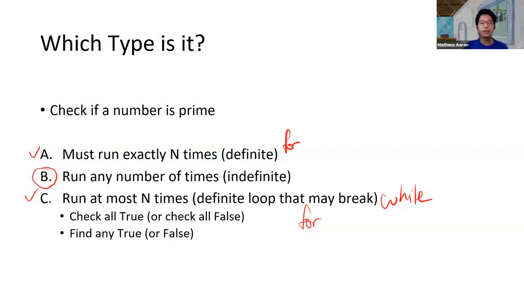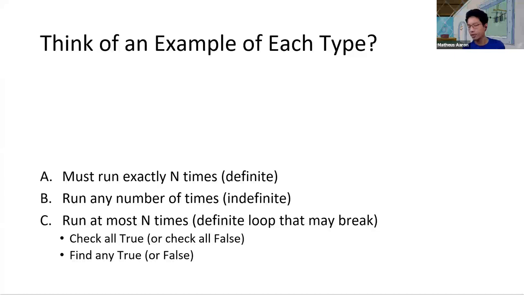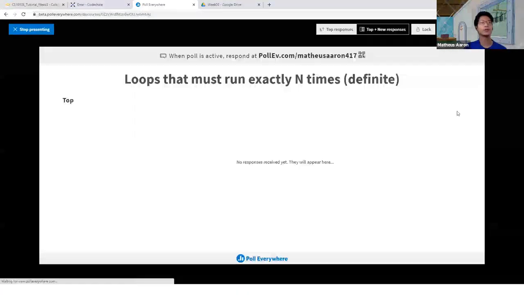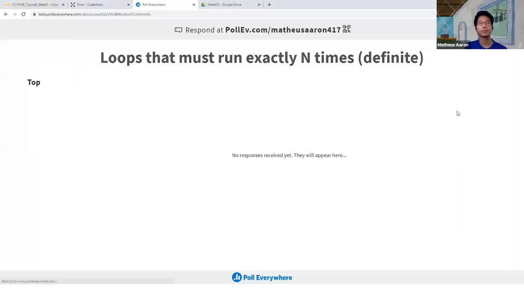So for a very final exercise before we close, I think it's very simple. Can you think of an example of each type? An example where you must run exactly n times, run any number of times, or run at most n times. I'll open the floor for you now. This one does not have to be a Python example. It can be in real life. What is something in real life that must run exactly n times? Maybe you guys want to give an example.